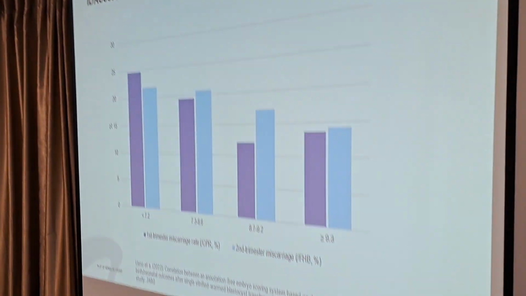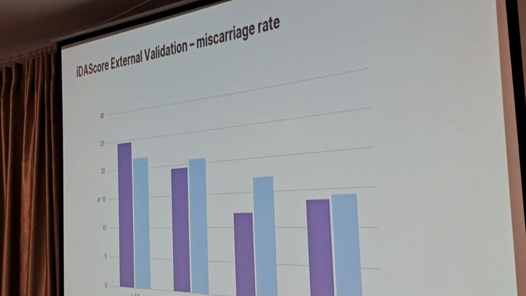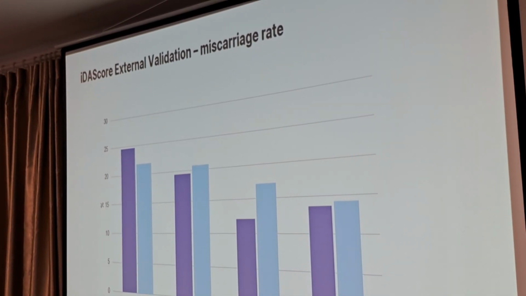This one was looking at the validation for miscarriage rate, and again you can see if you have a high iDAScore, your likelihood for miscarriage is reduced compared to a low iDAScore.